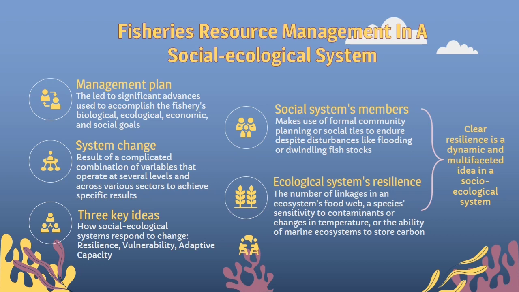Ecological system resilience reflects how its constituent parts react to environmental changes. For example, the number of linkages in the ecosystem food web, species sensitivity to contaminants or changes in temperature, and the ability of marine ecosystems to store carbon. The capacity of a social system's members to self-organize, learn, and adapt determines the system's resilience. It also makes use of formal community planning or social ties to endure despite disturbance like flooding or dwindling fish stock.